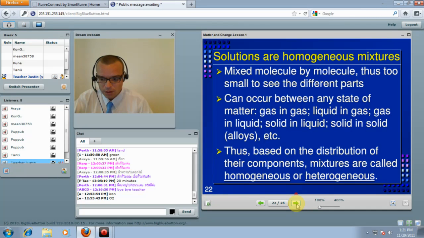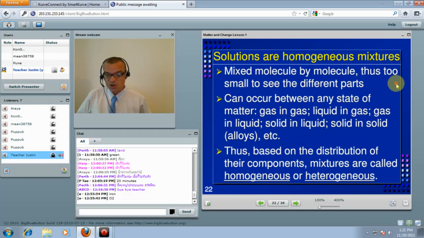And where are we now? Solutions are homogeneous mixtures. So, mixed molecule by molecule, that's too small to see the different parts. They can occur between any state of matter.